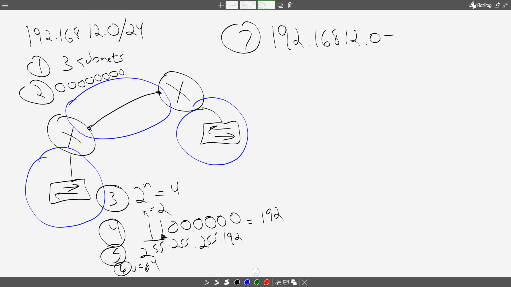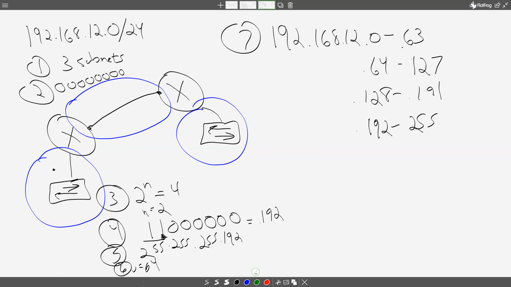.0 to .63. .64 to .127. Oops, pretty bad handwriting there. Sorry about that. .128 to .191. And .192 to .255. Okay. So now we can start pulling these networks out.